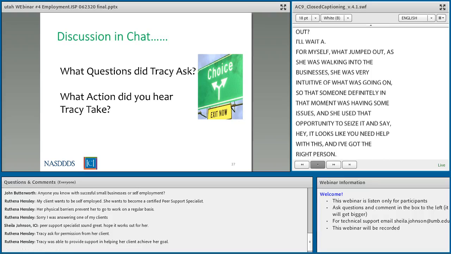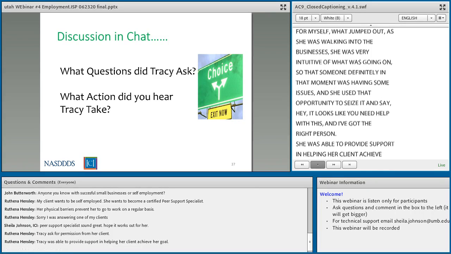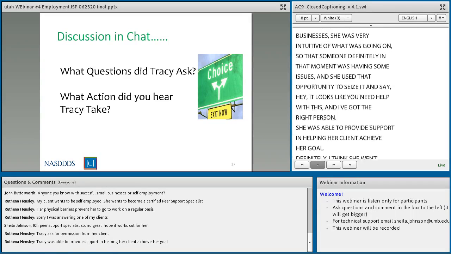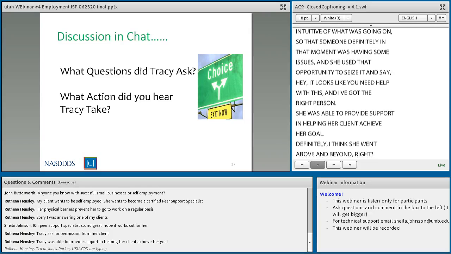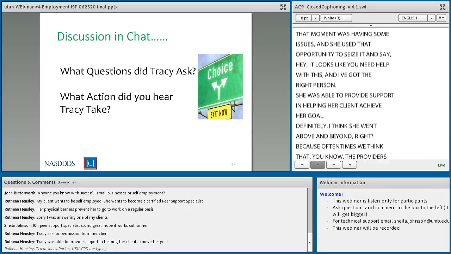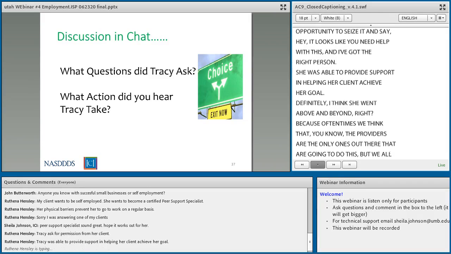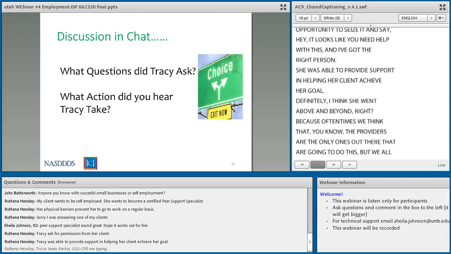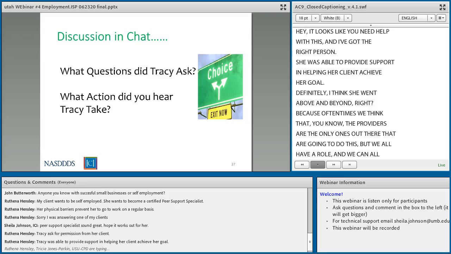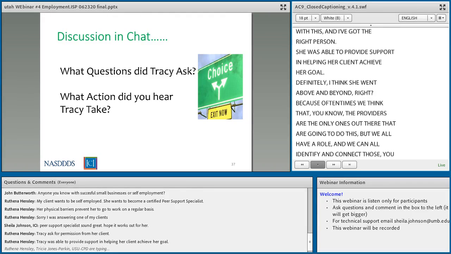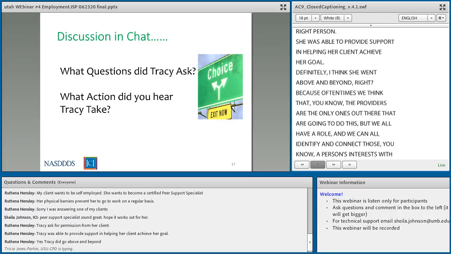Definitely, Ruthina, I think she went above and beyond, right? Because oftentimes we think that the providers are the only ones out there that are going to do this, but we all have a role, and we can all identify and connect a person's interest with some of these job opportunities in the community.